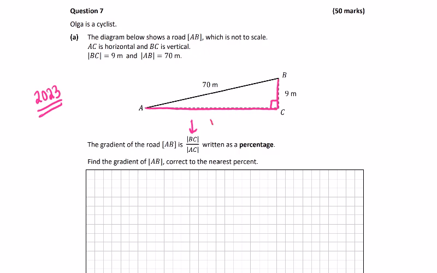So we just need to find AC, the square root of 70 squared minus 9 squared. If you know your Pythagoras, that's 64.92. So we end up with BC over AC, 9 over 64.92 as a percentage. This question you may expect on the junior cert. I'm not sure about leaving cert. 12.96% to the nearest percent, 13%.